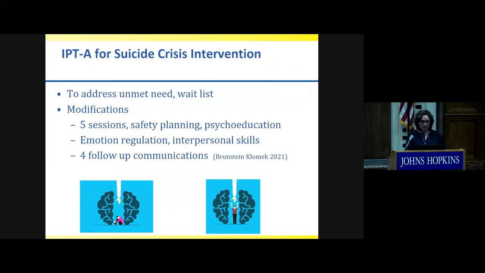The last adaptation I'm going to talk about was developed by Anat Bronstein-Klomek in Israel, and this is IPT-A for suicide crisis intervention. Again, it addresses an unmet need: there are a lot of youth with suicidality presenting to the emergency room, and lengthy waits for outpatient services. So it's a briefer model, 5 sessions. Safety planning, focusing on the interpersonal context of safety planning. A lot of psychoeducation about suicide risk factors, and then really focusing on emotion regulation and interpersonal skills. And then there are 4 follow-up communications to the parent and/or teen, depending upon what's been decided.